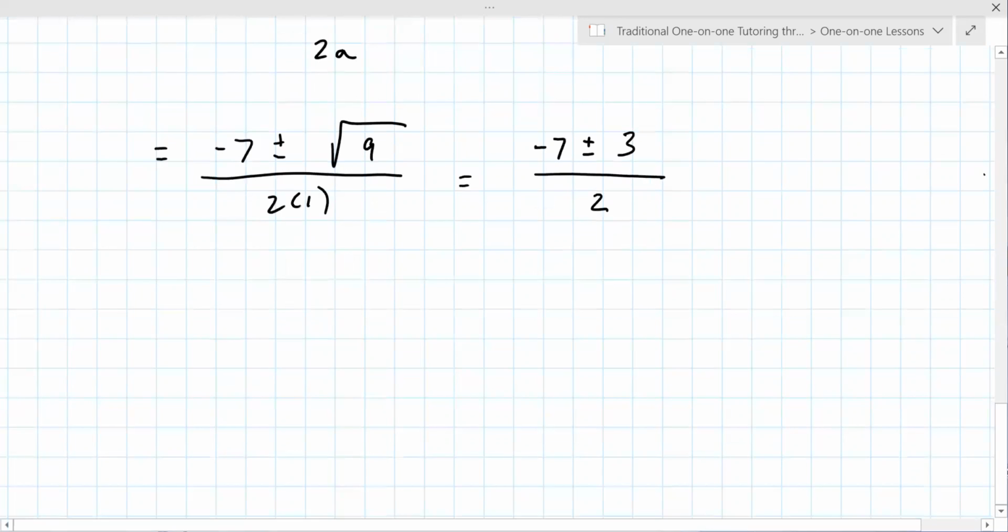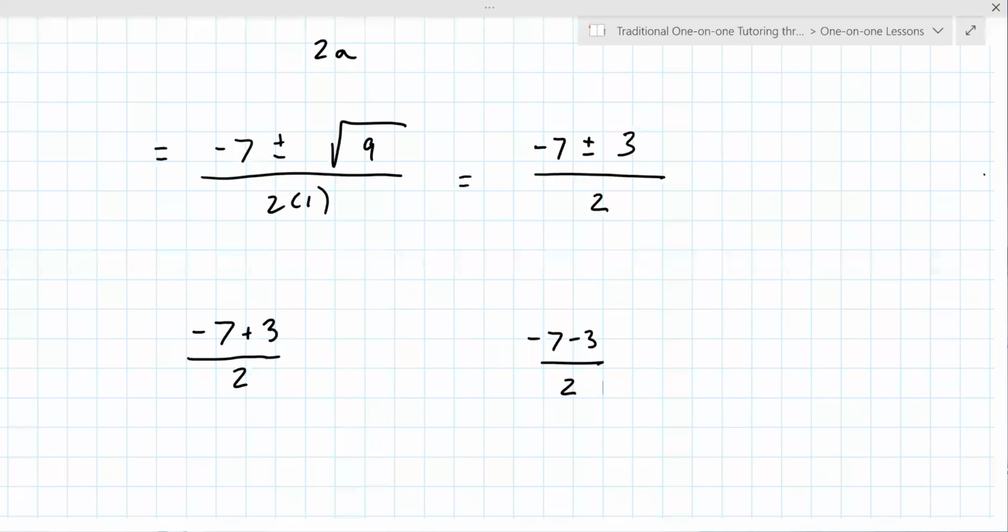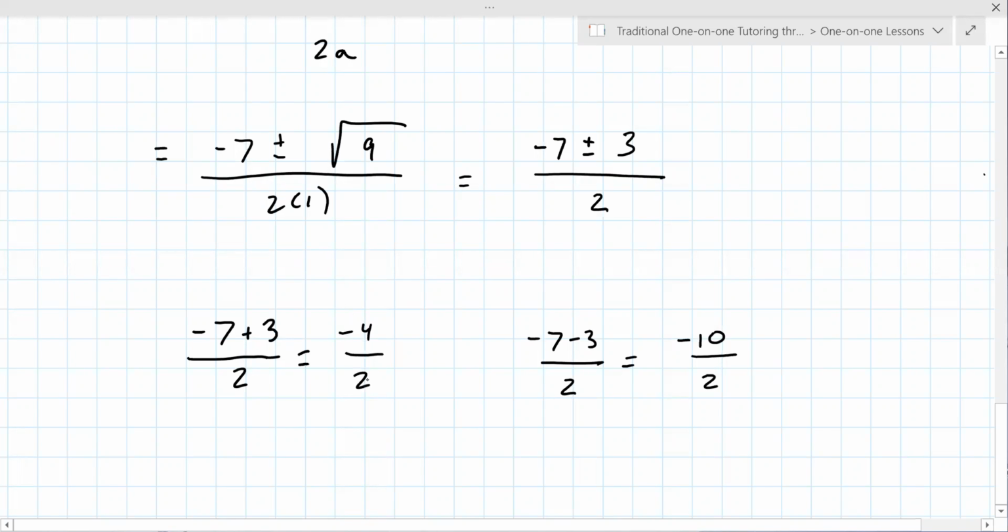Okay, so now, as I mentioned before, this is really two things. It's -7 plus 3 divided by 2, and it's -7 minus 3 divided by 2. -7 plus 3 is -4. And -7 minus 3 is -10. Yeah, -4. Okay.